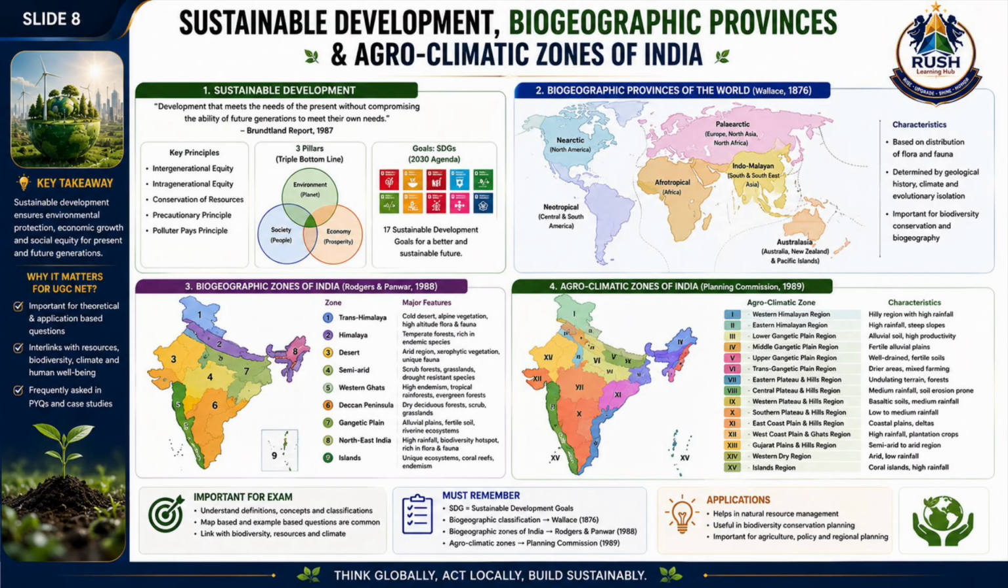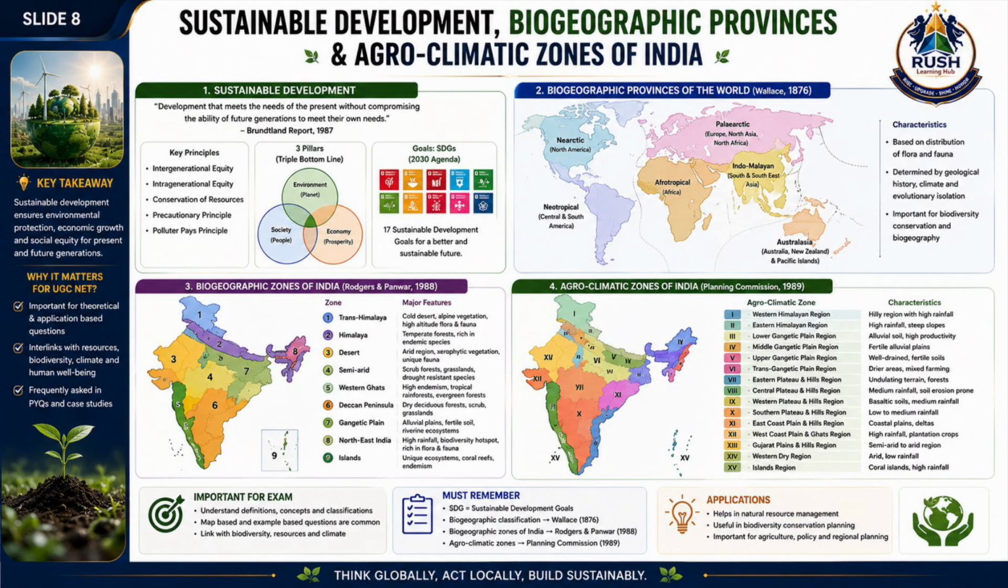Several important principles support sustainable development. The principle of intergenerational equity states that future generations should have access to resources and environmental quality comparable to those available today. The principle of intragenerational equity emphasizes fair distribution of resources among people living in the present generation. The precautionary principle states that preventive action should be taken when there is a risk of serious environmental damage, even if complete scientific certainty is unavailable.